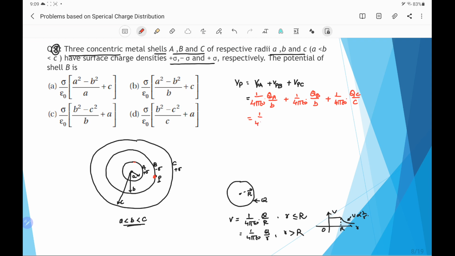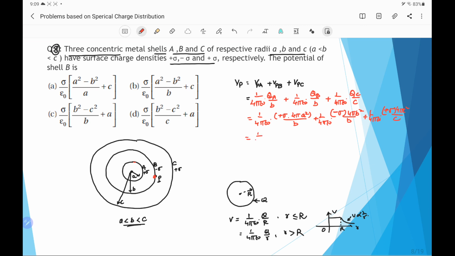Hence, we can write it is 1 by 4 pi epsilon naught Q_A. Q_A is the charge on the spherical shell A. It is given that charge density is plus sigma. We have to put the charge with sign, and the surface area of the spherical shell A is 4 pi a squared, divided by b. Similarly, we can write for the other shells: it is minus sigma for shell B, 4 pi b squared by b, and the third one is 1 by 4 pi epsilon naught, plus sigma into 4 pi c squared by c.